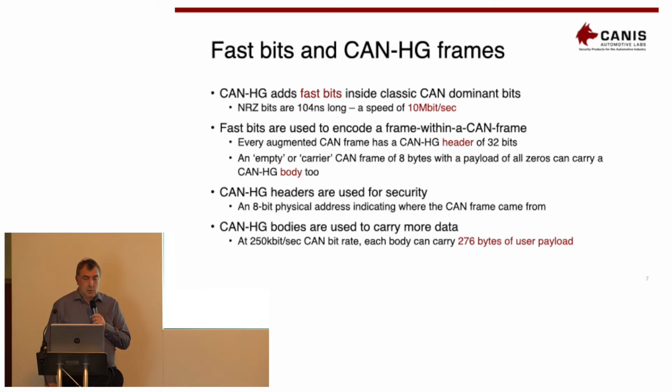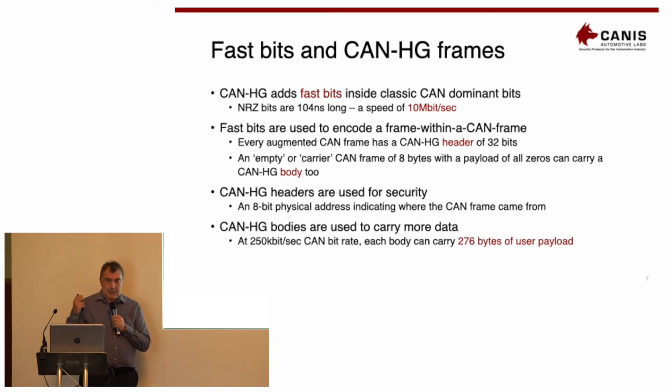So we add these very fast bits, and we call them fast bits, inside classic CAN's dominant bits, so you actually have bits within bits. This really confused the patent examiner when we said there are several bits inside a bit, and they said you can only have a 1 or a 0 state. They got extremely confused, which costs a lot of money when you have to go through the patent attorneys to correct that. Our standardized bits are 104 nanoseconds long. That's 10 megabits a second. They're non-return-to-zero coding.